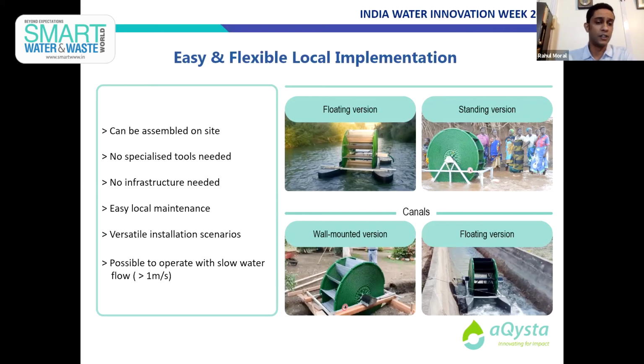It's compatible with versatile installation scenarios, and the operational requirement in rivers and streams is also quite low. It can function in very slow moving rivers and streams. As you can see here are pictures of the four different versions. The first one, the top right one, is a floating version in a river. The one next to it is a standing version in a shallow river. And of the two below, the one on the right is mounted in a canal, and the other one is again a floating version. The next slide, please.